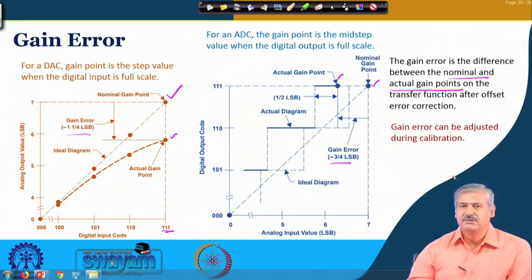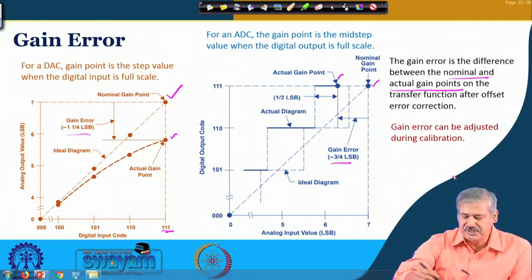Again, this can be adjusted during calibration or trimming, and after that the ADC can be put to use. Okay. So initially we have to look at this offset error and gain error, if there is any, and then we look at how we overcome it through compensation during calibration, right.